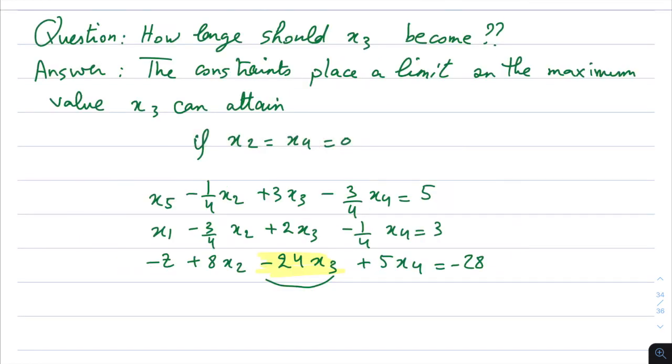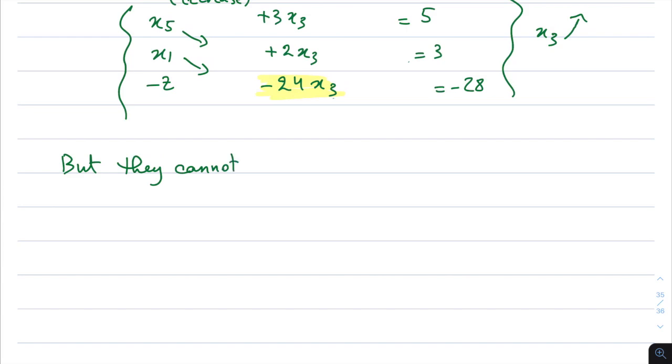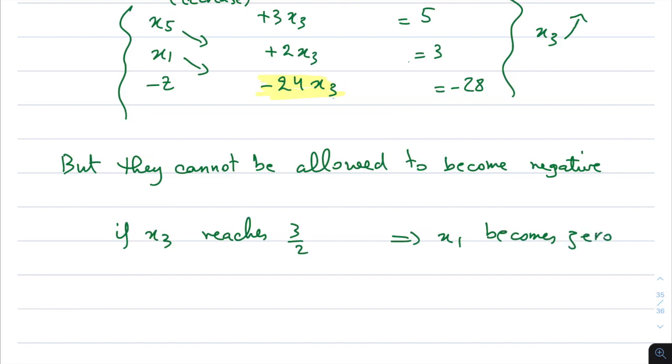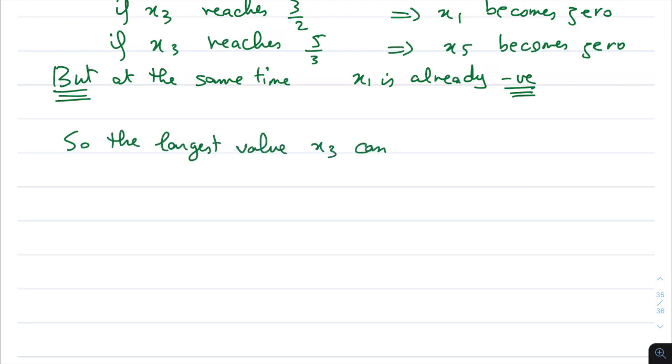If x2 equals x4 equals 0, from the system we can get these two equations: x5 equals 5 minus 3x3, and x1 equals 3 minus 2x3. If x3 increases, then x5 and x1 will decrease, but they cannot be allowed to become negative. If x3 reaches 3 over 2, then x1 becomes 0. If x3 reaches 5 over 3, x5 becomes 0, but at that point x1 is already negative. So the largest value x3 can attain is x3 equals 3 over 2.